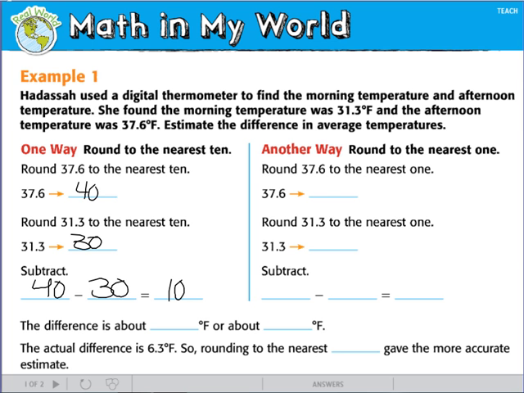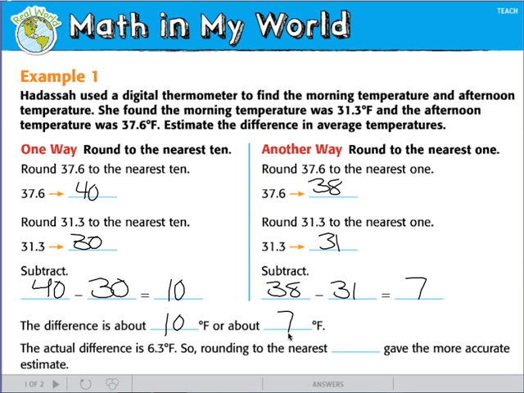Now we're going to come over here and it's going to say round to the nearest 1. So 37 and 6/10 rounded to the nearest 1 is what, class? 38. And 31 and 3/10 rounded to the nearest 1 is? 31. So now we have 38 subtract 31, which is 30. Who said this? It's 7. I started writing stuff. 7. Alright? So the difference is about 10 degrees Fahrenheit or about 7 degrees Fahrenheit.